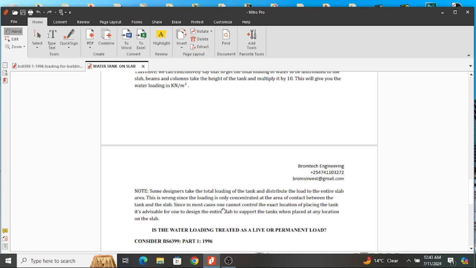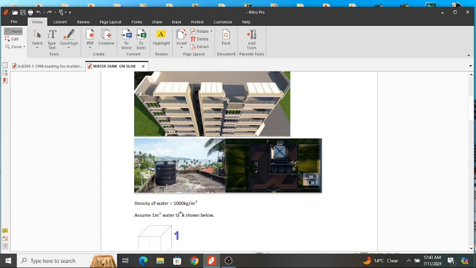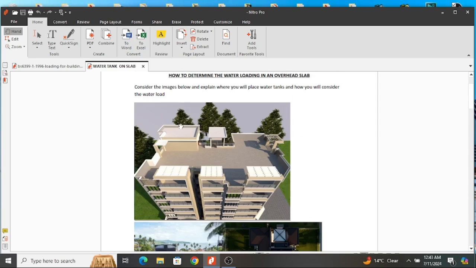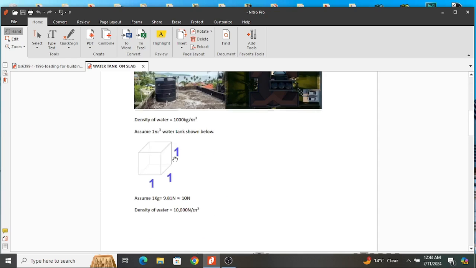Since in most cases one cannot control the exact location of placing the tank, it is advisable to design the entire slab to support the tanks when placed at any location on the slab, just as I explained here. You design this entire section to handle your water tank when it's placed at any location.